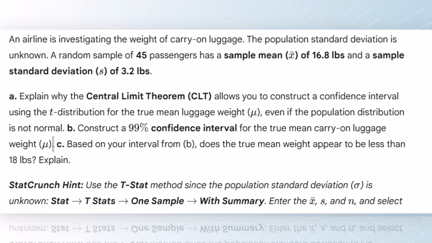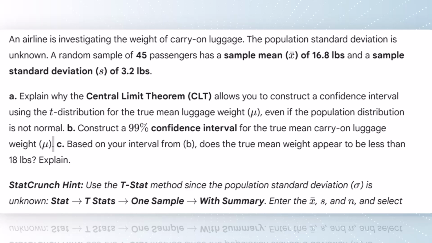Now we're going to learn how to construct a confidence interval for the mean. An airline is investigating the weight of carry-on luggage. The population standard deviation is unknown. So since they didn't give us the population standard deviation, it is a T, not Z. A random sample of 45, so that's n, passengers, has a sample mean of 16.8 pounds. So this is x bar, the sample mean. And then a sample standard deviation of 3.2, that's s.